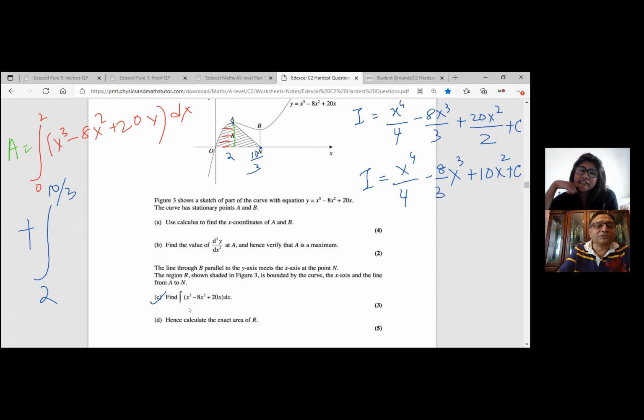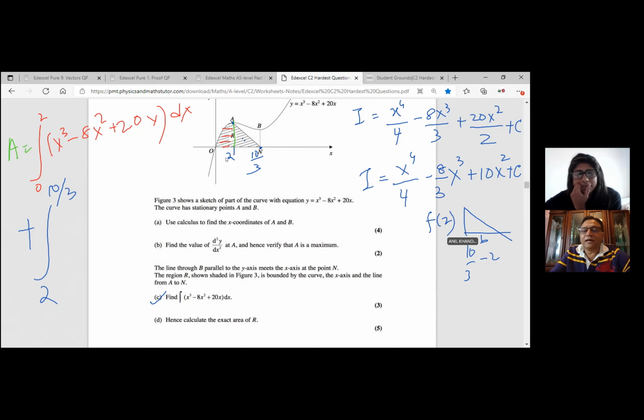So you could use this formula, but you have to write the equation of the line. You get the idea? Otherwise, you can say this triangle has a base of 10 by 3 minus 2, correct? And the height is the y value of the function at 2, so you just substitute 2 into f of x. And this area is half base times height. Do you see that? So you get this area and add this up here.